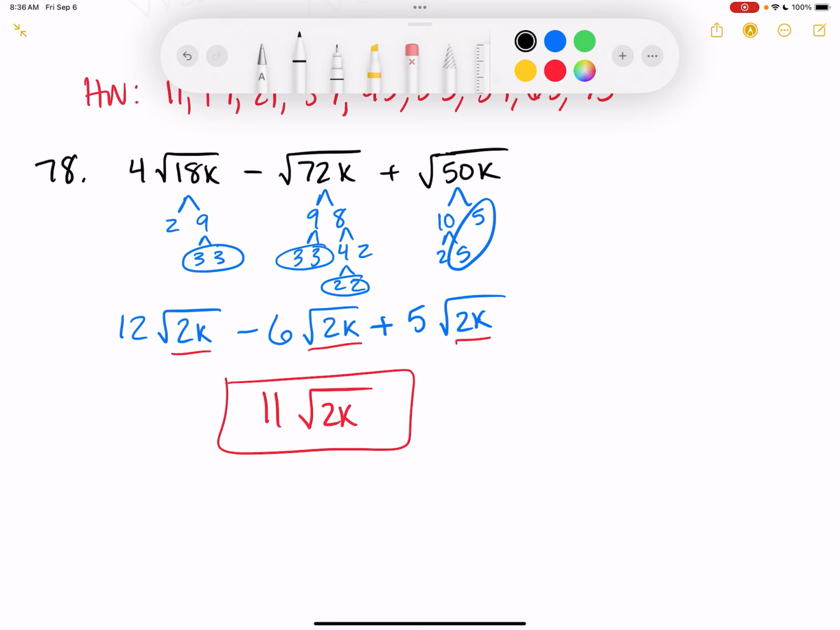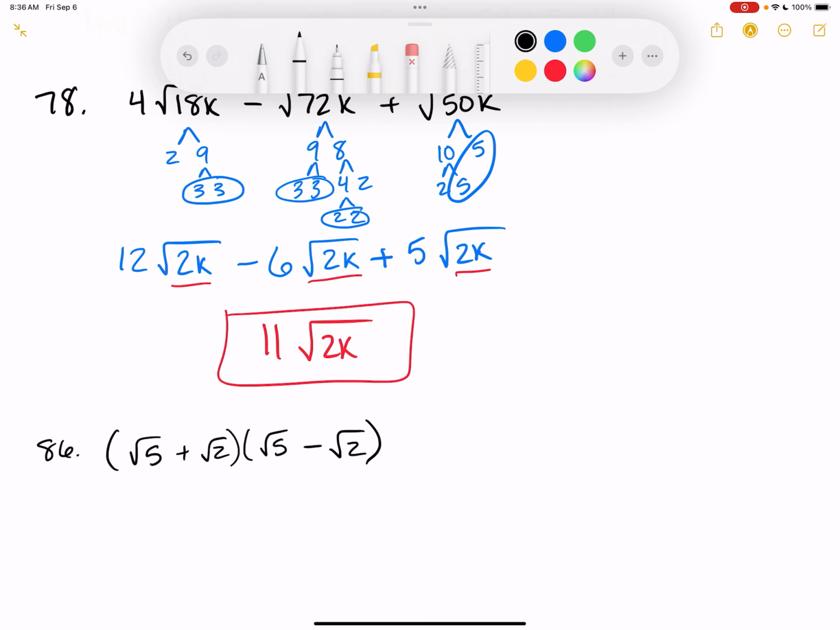I've got 86 in the parentheses, the square root of 5 plus the square root of 2, and then the other parentheses, square root of 5 minus the square root of 2. So with this one, I'm foiling, or if you notice the special type and just know how to do that, you can do that as well. Does anybody recognize the special type that this one is? If I gave you like x plus 2, x minus 2.